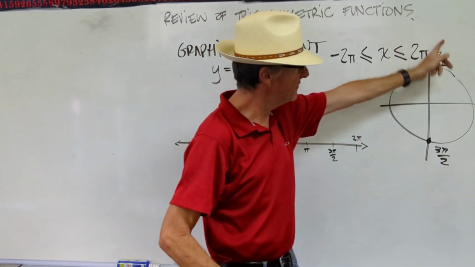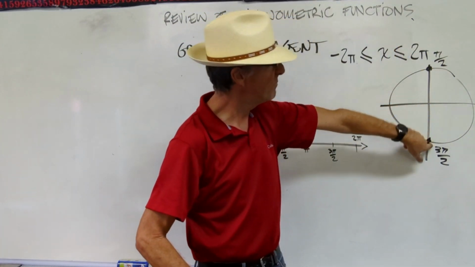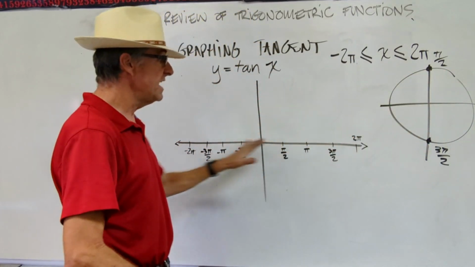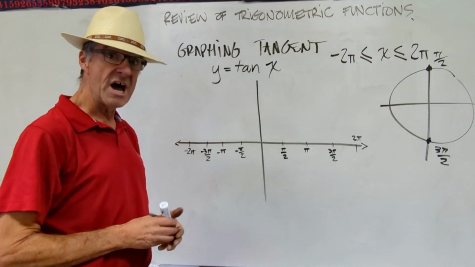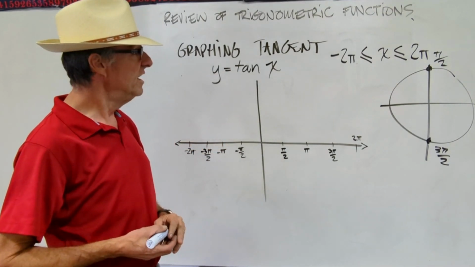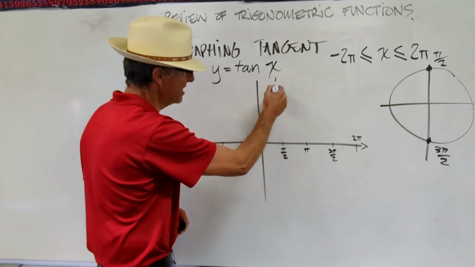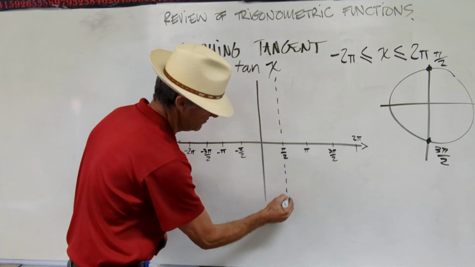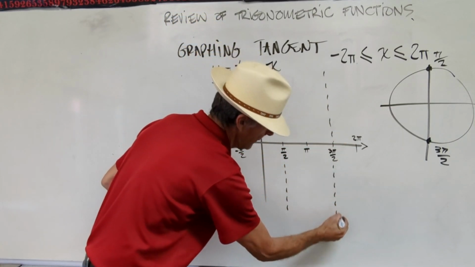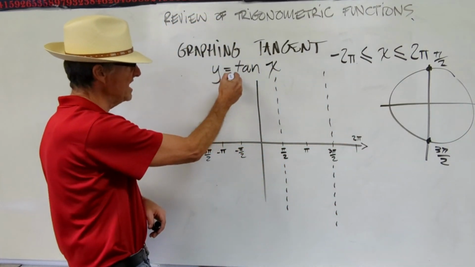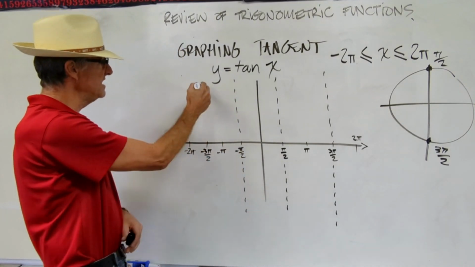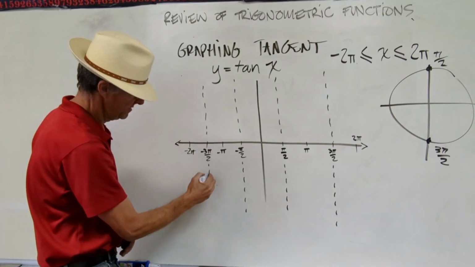Similarly, if we go negative, it's going to have an asymptote at negative pi over 2 and negative 3 pi over 2. So what I did is I scaled my axes in increments of pi over 2, because that's where my asymptotes are going to fall. And so I know I'm going to have an asymptote right here at pi over 2, and I'm going to have an asymptote at 3 pi over 2. And then I'm going to have an asymptote at negative pi over 2. And I'm going to have one more at negative 3 pi over 2.